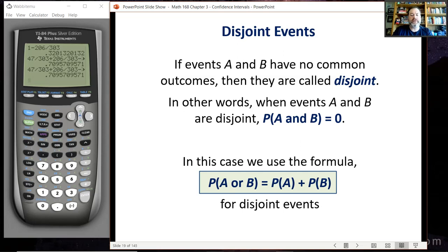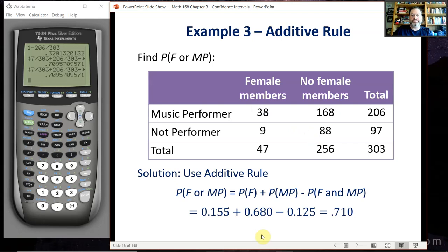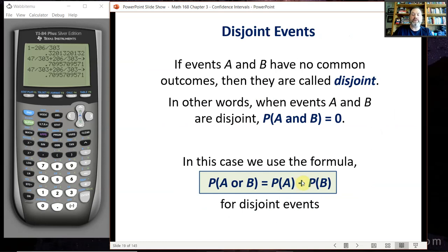In this case, we use the formula, probability of A or B equals probability of A plus probability of B for disjoint events. So what we're really doing here is taking that big formula for the additive rule, and the probability of A and B is 0, so we don't even have to write minus 0, we just leave it off. This is actually not used that much in statistics, but it does come up from time to time, so I did put it in the notes. If you still want to use the big full version of the formula and just make this a 0, that's totally fine. You don't have to remember this as a separate rule.